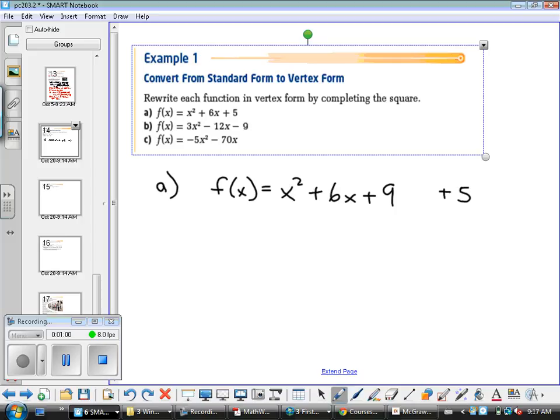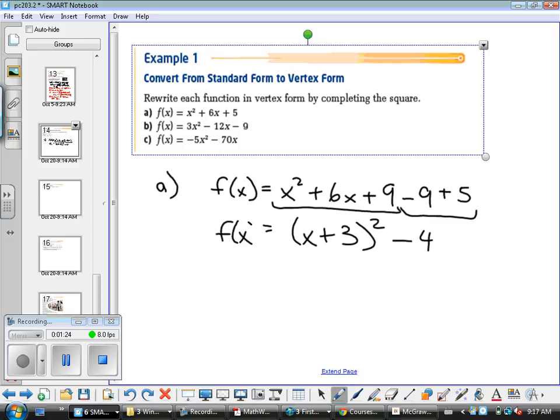And so in order to not have changed my equation, I'm going to make sure that I add 0 overall by adding and then subtracting a 9. And what that does is that allows me to have this binomial squared right there. That's this part. And then in this part, that becomes negative 4. So in that simple process, I take the coefficient of the x, divide it by 2, you get 3. And so this becomes 3 squared. And that 3 is also what you're going to put down here. So that is in vertex form.